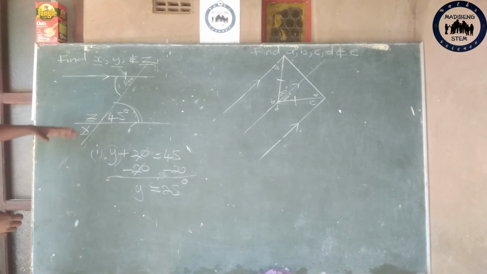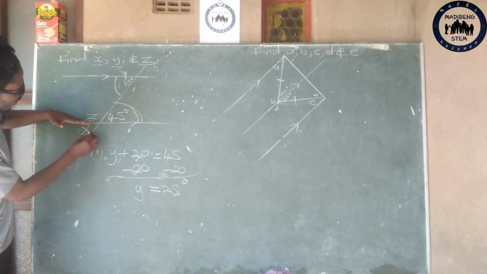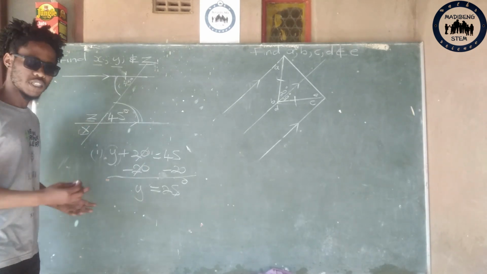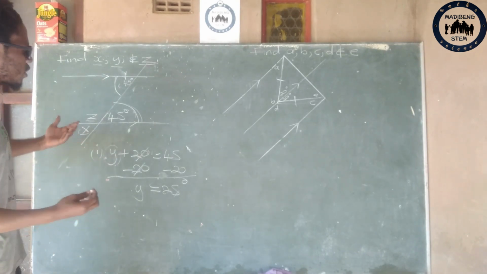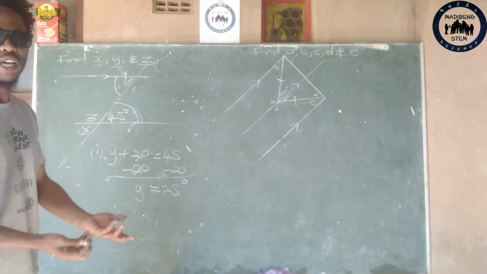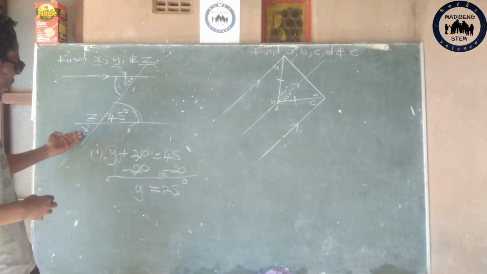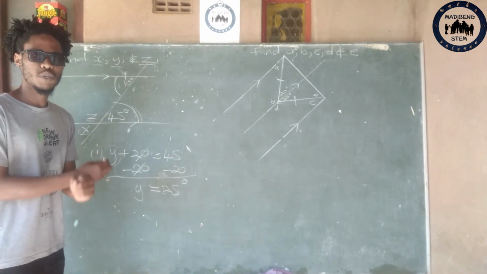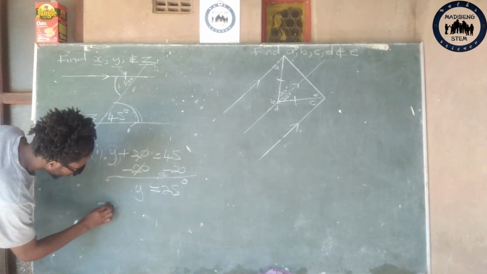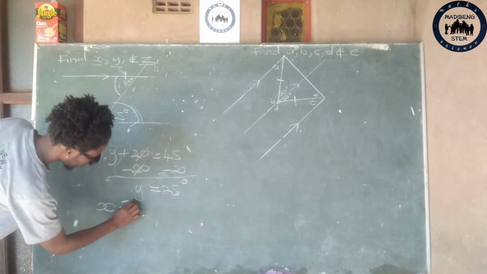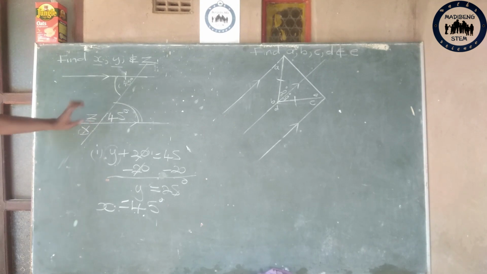So what else do we have to find? We find x. Here is x. We can see it's a vertically opposite angle to this 45. So we don't have to calculate it. We will simply use the basic rules that we went through in our previous video. This is a vertical angle. So this x and this 45 are vertically opposite to each other. So they are equal. So x is equal to 45 degrees. So now we are left with z.